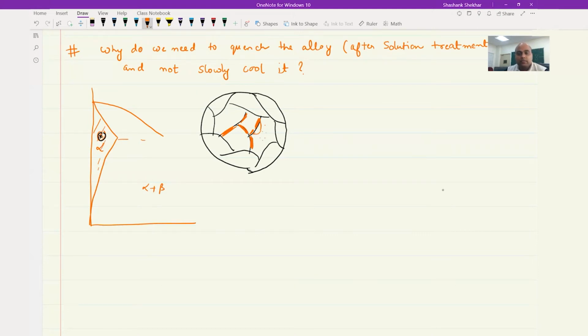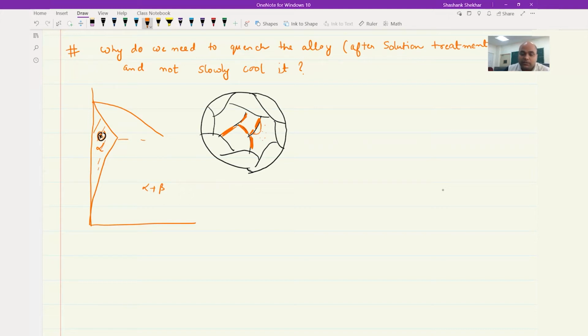Because the diffusion is faster, you are given sufficient amount of time also. So atoms have sufficient driving force to move from the interior of the grain to the grain boundary and form beta phase. Now these beta phases are what? They are intermetallic in nature, right? So they are brittle in nature.